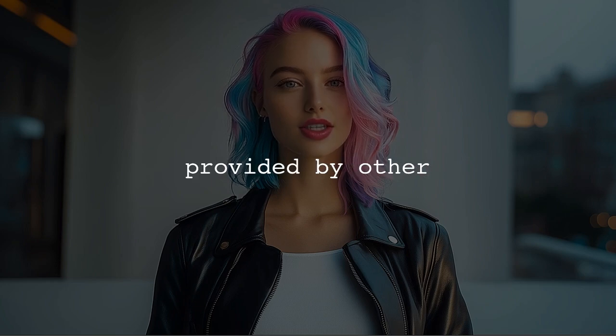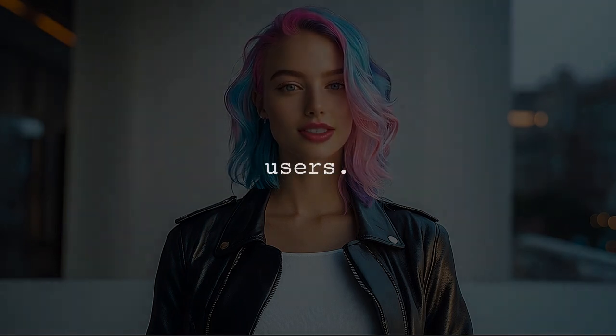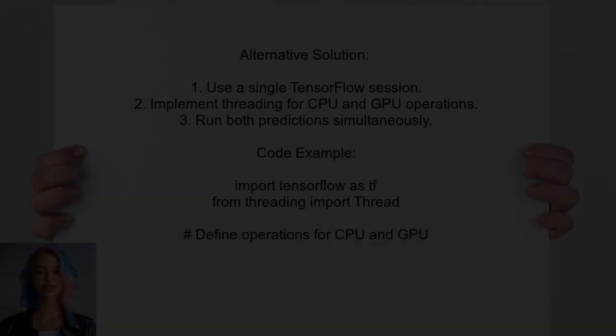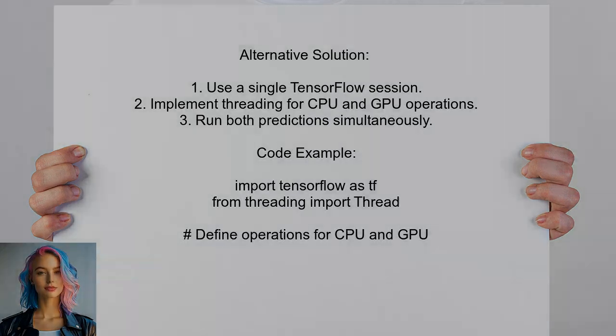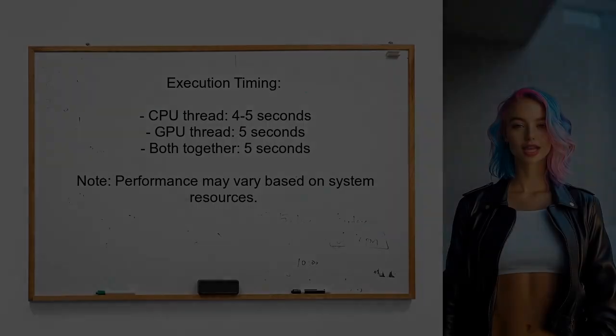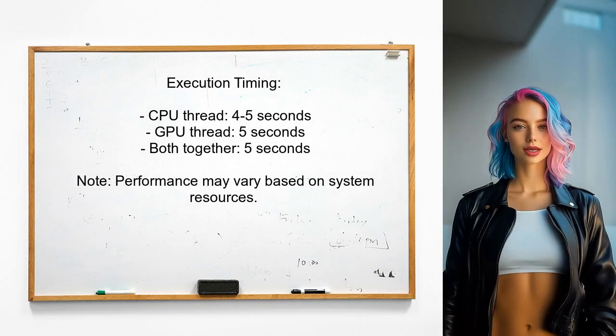Now, let's look at the answers provided by other users. An alternative approach shared by another user demonstrates how to execute predictions on both CPU and GPU in parallel. They suggest using a single TensorFlow session with threading to manage the execution of operations on both devices. In their code, they create two threads, one for the CPU and one for the GPU, and run them concurrently.